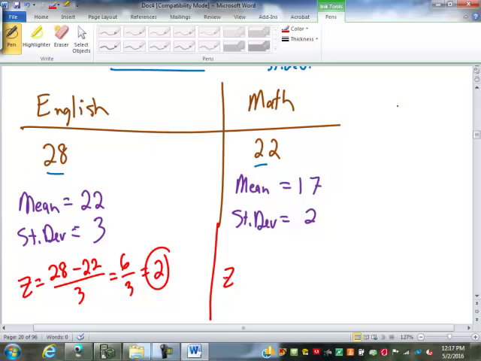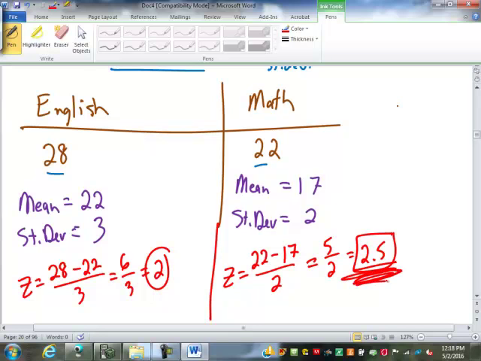Over here we get a z-score. Our score is 22 minus the mean of 17, divided by the standard deviation of 2. 22 minus 17 is 5, divided by 2 is 2.5. Got a z-score of 2.5, which is telling us on the math test you were 2.5 standard deviations above the mean. This is a more impressive score compared to the whole population that took that test.